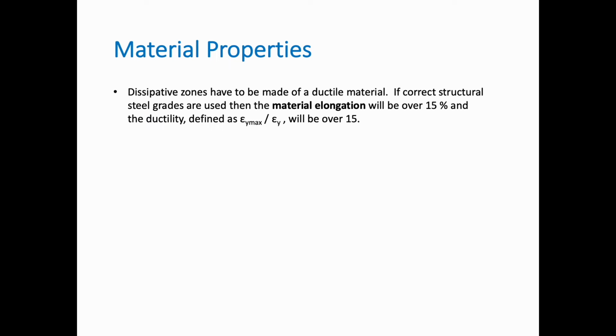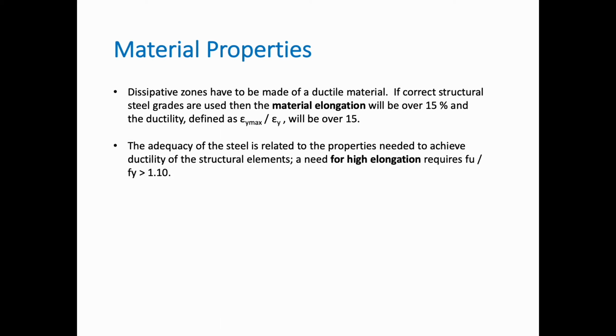When it comes to the material properties, the dissipative zones have to be made of a ductile material. I think now everybody appreciates that. If correct structural steel grades are used, then the material elongation, especially of members such as braces, will be over 15%, and the ductility defined as epsilon y max over epsilon y will be over 15. So we're talking about a distributed strain and an elongation of the element that can reach up to that percentage.